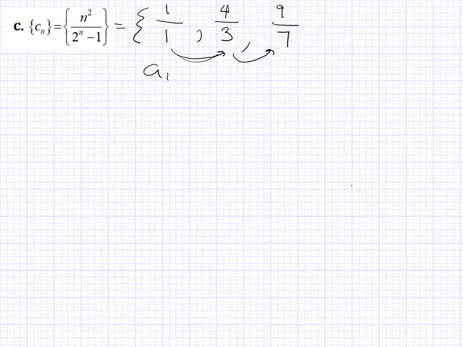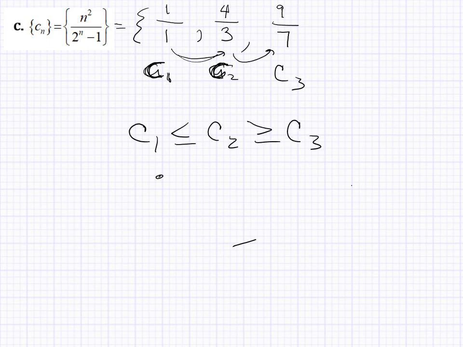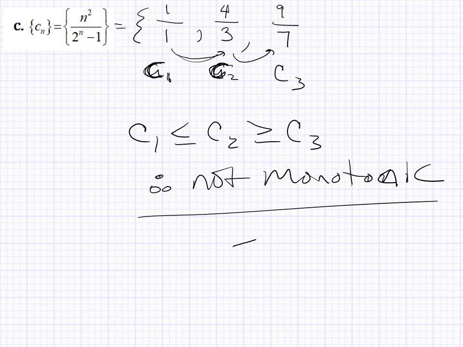This is, let's say, C. This is C sub 1, this is C sub 2, this is C sub 3. C sub 1 is less than or equal to C sub 2, but that's greater than or equal to C sub 3, so therefore it's not monotonic. And that's where writing the terms out can really be helpful. You can see right away it's not monotonic, or you can get an idea of what you think is happening for your inequality, and then you could go from there.